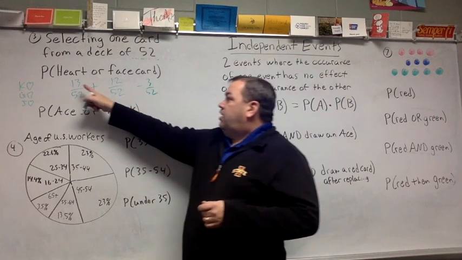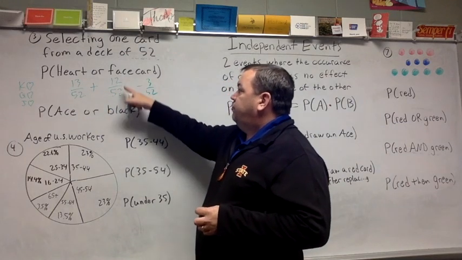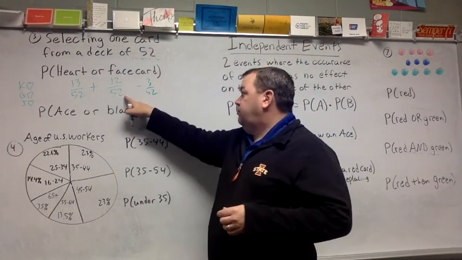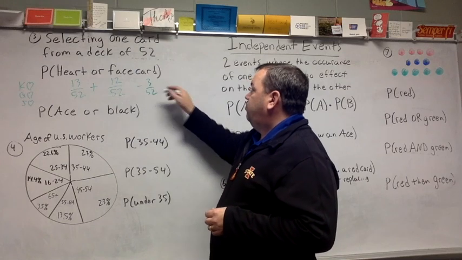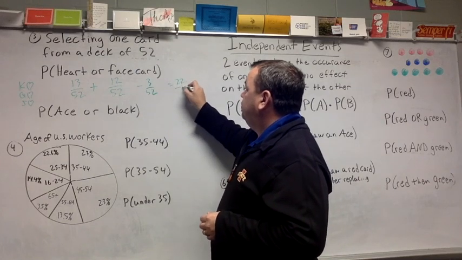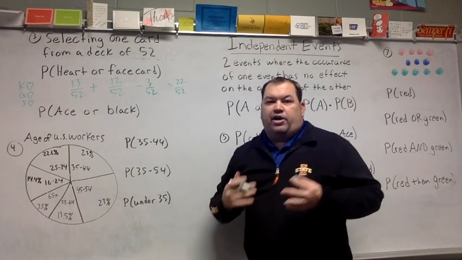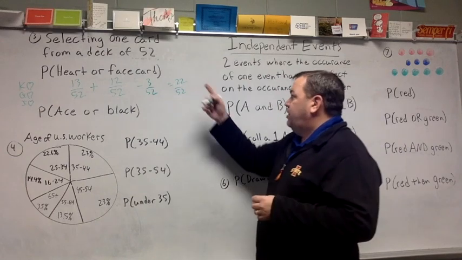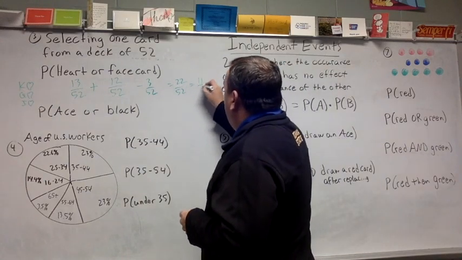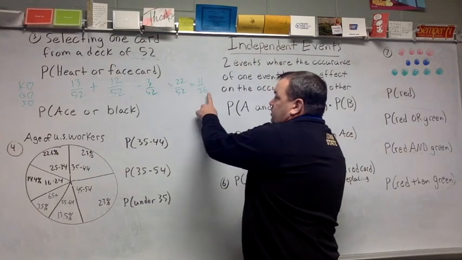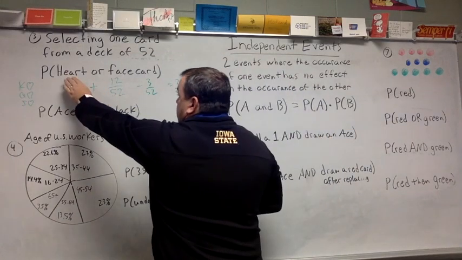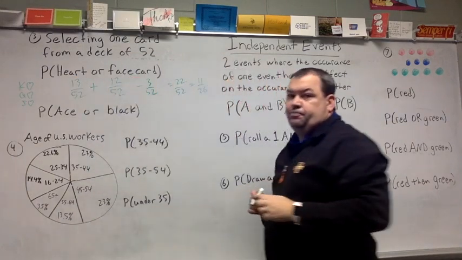Now when I add these, I have 13 out of 52 and 12 out of 52, which was 25. But I'm going to subtract off 3 of those, so I get 22 out of 52. Now I should reduce that. They're both even. So 11 out of 26, that's my probability of getting a heart or a face card.